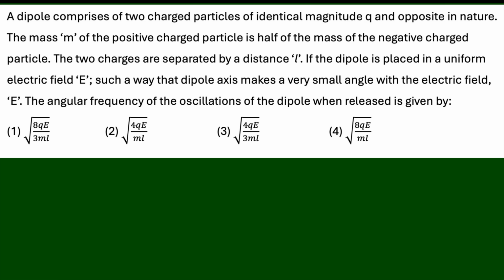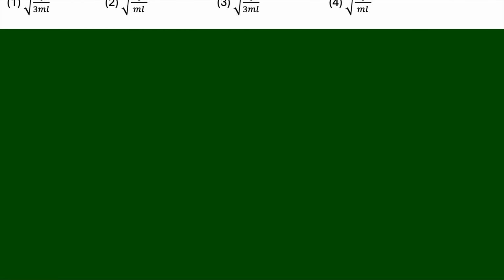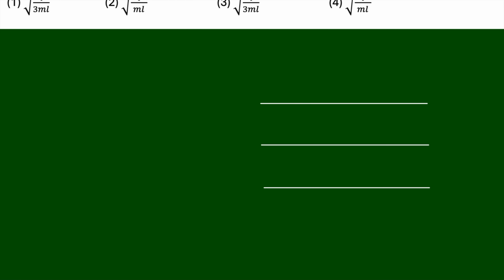Given that two charges are equal and opposite, that means they are making a dipole in a uniform electric field, making a small angle. So we know the formula for this case, that if a dipole is making a small angle with the electric field, it will oscillate in simple harmonic motion, and the formula for that is omega is equal to square root of pE by I. Now we have to calculate the I here.